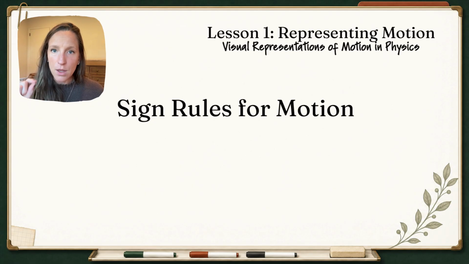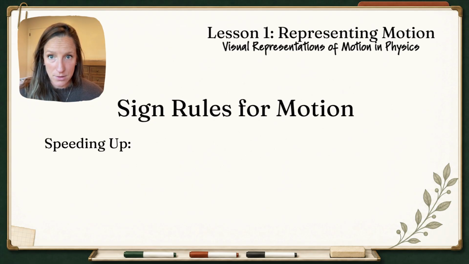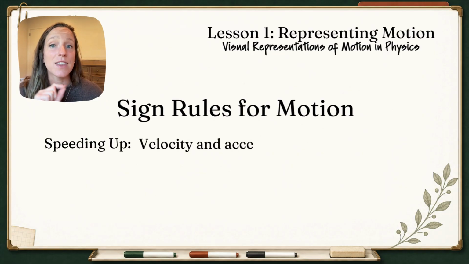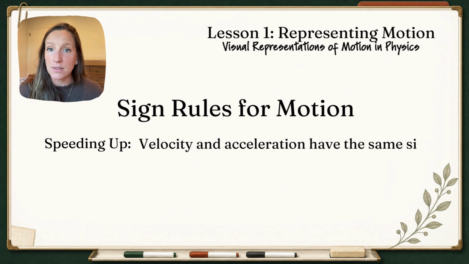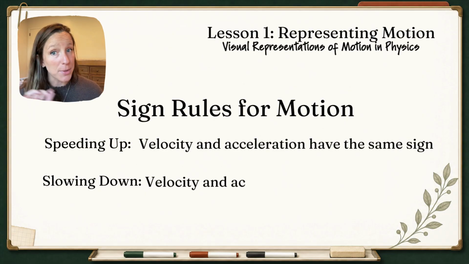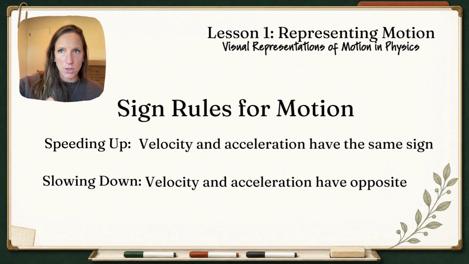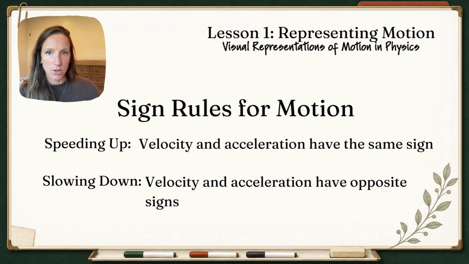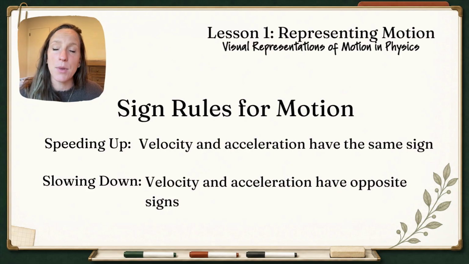So here's our rule. If you have an object that's speeding up, velocity and acceleration will have the same sign, whether that's both positive or both negative. If you have an object that's slowing down, velocity and acceleration will have opposite signs, whether that's velocity negative, acceleration positive, or velocity positive, acceleration negative. Those are both situations where you have an object that's slowing down. So make sure that you remember that rule and don't fall into the trap of negative acceleration automatically meaning slowing down. You really have to look at both the signs of acceleration and velocity before you make that call.